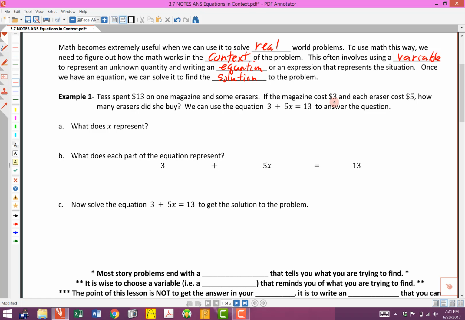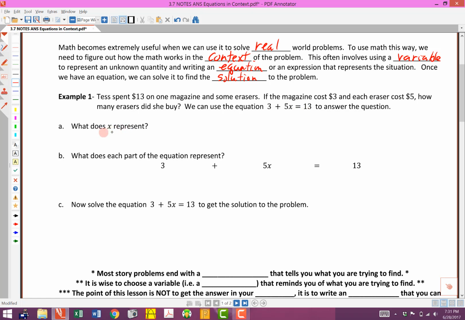So I've got one that's kind of done for you here. So I'm going to run through and read it and then look at the equation and then look at how we figure out what the answer is. And again, some of you might know what the answer is just by reading this. So it says Tess spent $13 on one magazine and some erasers. If the magazine cost $3 and each eraser cost $5, how many erasers did she buy? And we can use this equation in order to find the answer to the question. So it's 3 plus 5x equals 13.